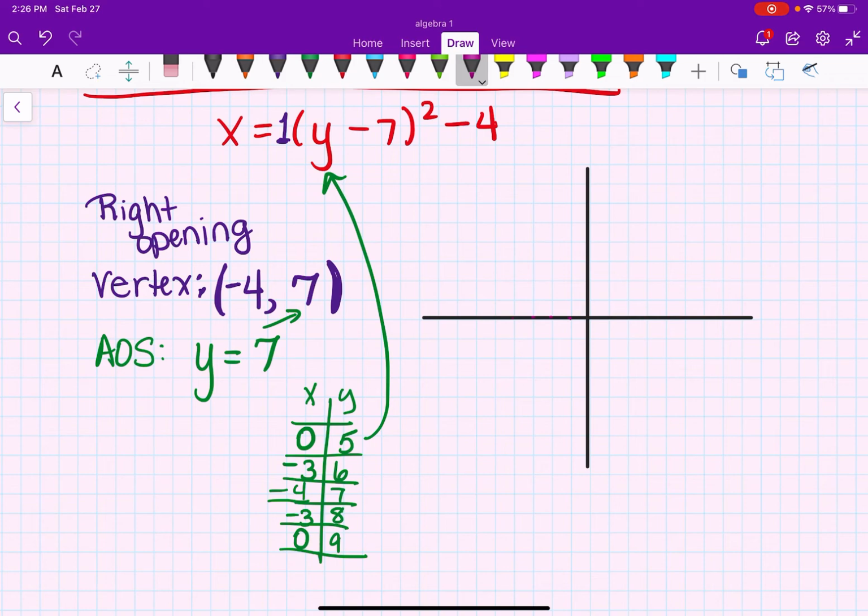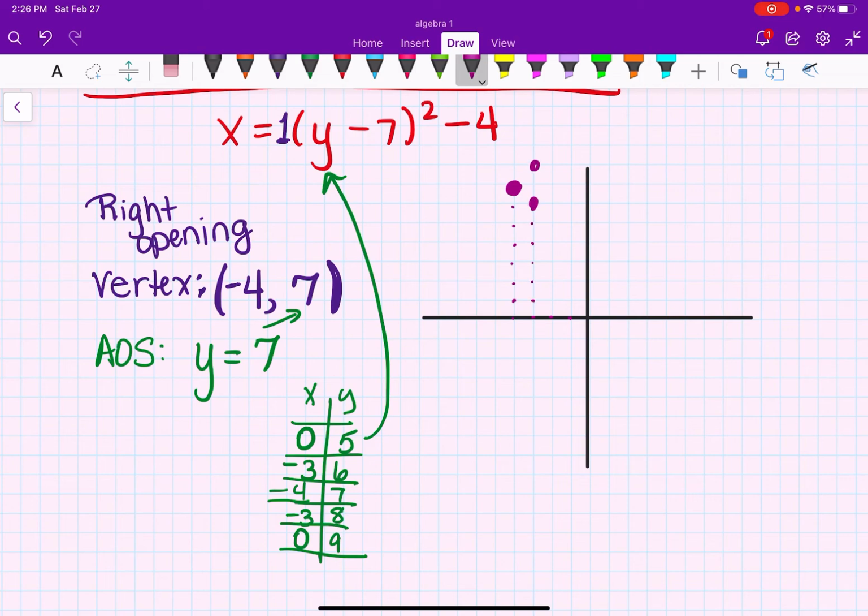1, 2, 3, 4, and then 7. 1, 2, 3, 4, 5, 6, 7. And I think I gave you bigger graphs so you don't have to worry about running out of room. Every once in a while, you're going to go off the graph. That's okay. And then I like to build around it. Then I'm going to go to -3, 6. 1, 2, 3, 4, 5, 6.